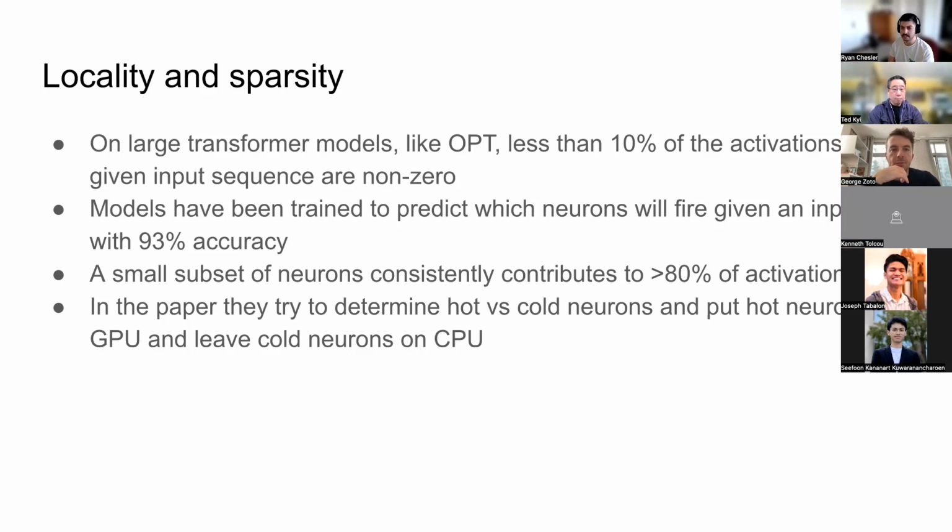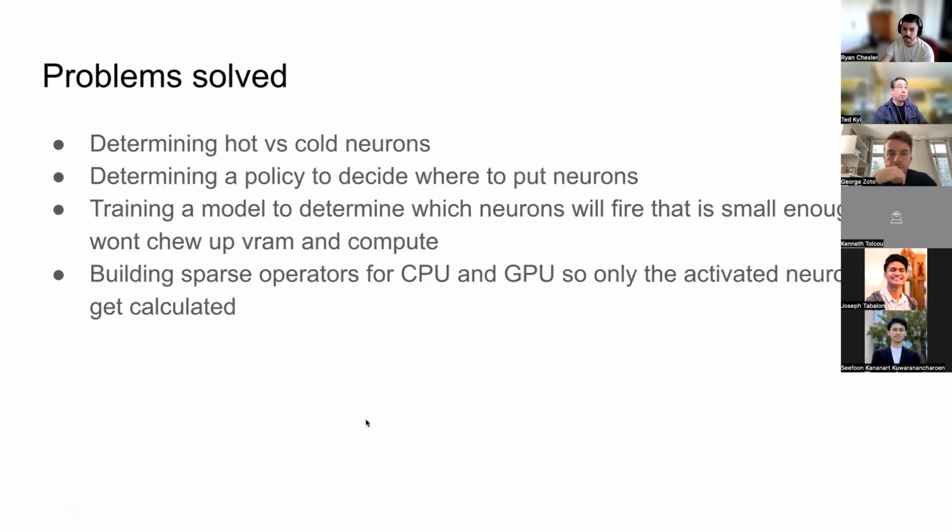And so the strategy that they came up with was let's put these hot neurons, is what they're calling them, on the GPU, and that calculation will basically always be done. And then let's put the cold neurons and keep them on CPU. And then we only have to do the few that are actually activated in a given forward pass.